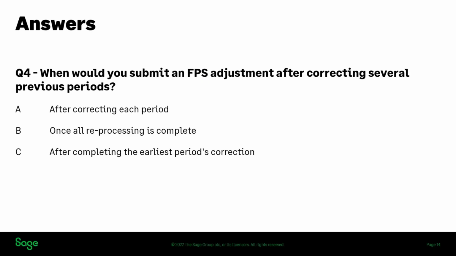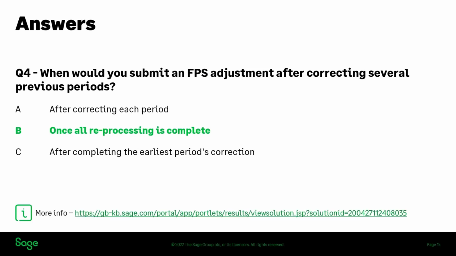Right, so this one is very well done to the 38%. An FPS adjustment would only be done once after completing your reprocessing. It's not actually possible to submit an FPS adjustment for a historical period. It can only be submitted in respect of the last FPS you actually sent. So any correction that affected a previous period would be incorporated into the year-to-date values in the FPS adjustment, but you wouldn't be able to do an individual FPS adjustment for the earlier pay periods. So you only do it once all of the reprocessing is complete.